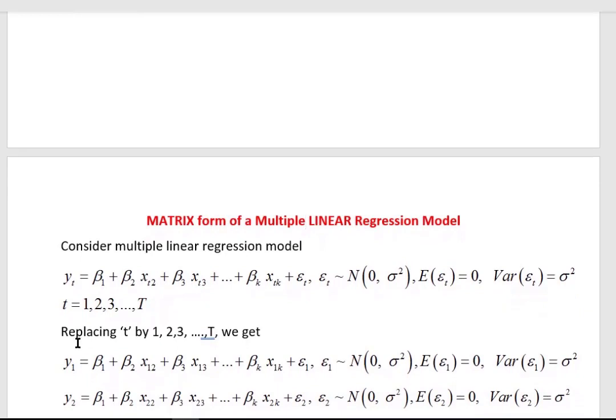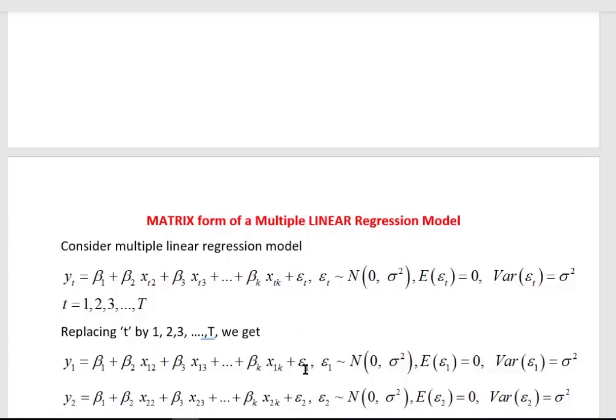Look at this first equation. We have yt, where t is replaced with 1, so y1, and then beta 1 as it is, plus beta 2 as it is, and then xt2. Replace this small t in the subscript with 1, so it becomes x12, and then plus beta 3 xt3 becomes plus beta 3 x13 and so on, beta k as it is, xtk becomes x1k, and this epsilon 1.